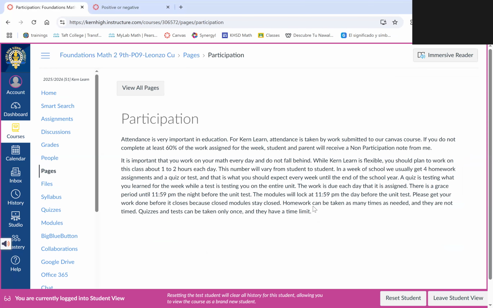You guys need to complete at least 3 out of the 5 assignments in the week. So that's 60%. So make sure you guys complete at least 3 of the 5 assignments per week, and you guys are considered participating. Now, if you guys don't do at least 3 out of the 5, you guys are low in participation, I will contact your parents. I will contact home and let them know that you guys are not participating.